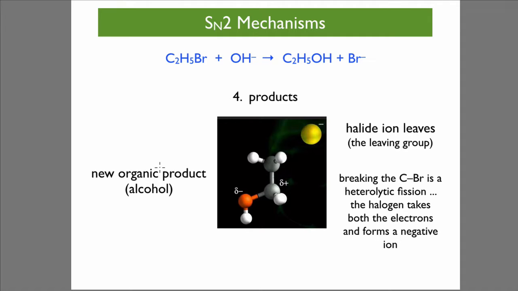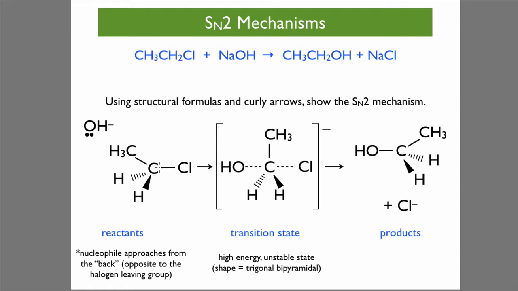The breaking of the carbon-bromine bond is a heterolytic fission. The halogen takes both electrons to form the negative ion. And so a dative covalent bond forms between the carbon and oxygen. Let's have a look using structural formula and curly arrows.